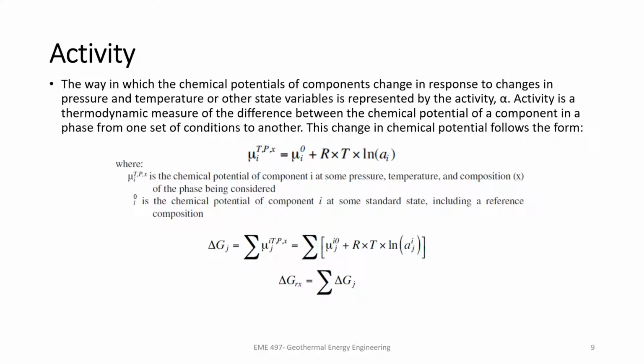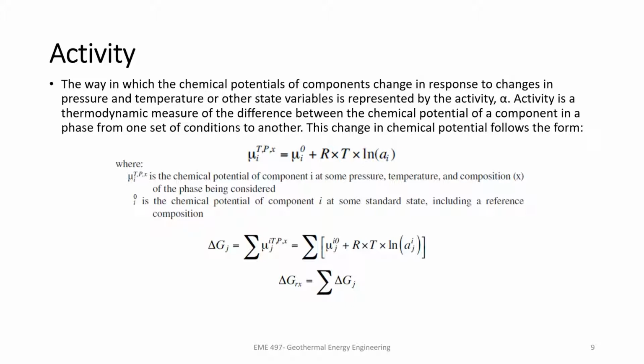The way in which the chemical potentials of components change in response to changes in pressure and temperature or other state variables is represented by activity, or alpha. Activity is a thermodynamic measure of the difference between the chemical potential of a component in a phase from one set of conditions to another.